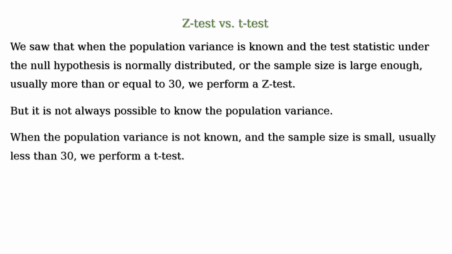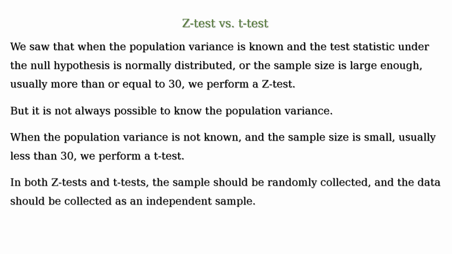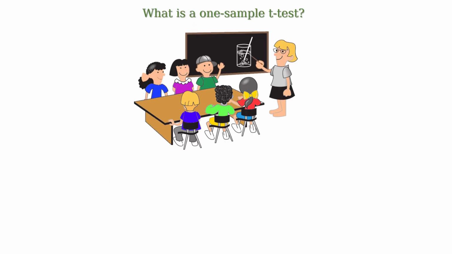So, when the population variance is not known and the sample size is small, usually less than 30, we perform a t-test. Please note that in both z-test and t-test, the sample should be randomly collected and the data should be collected as an independent sample. In this video, we will discuss how to perform a one-sample t-test.